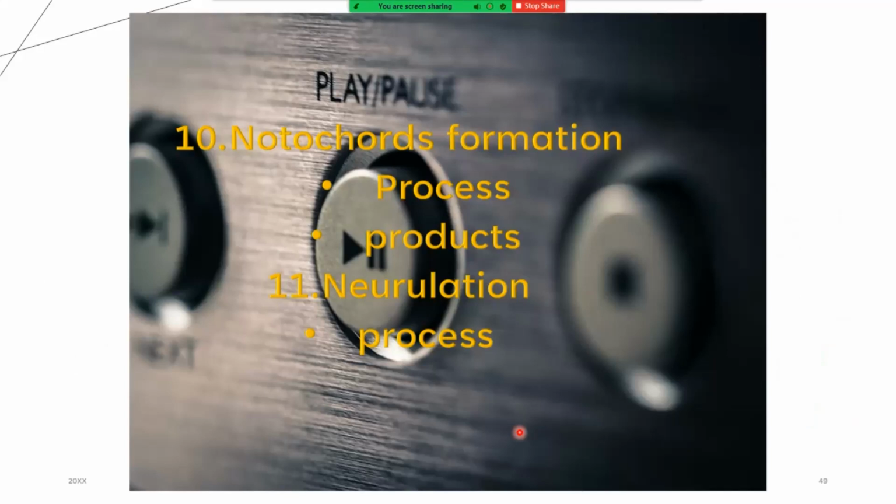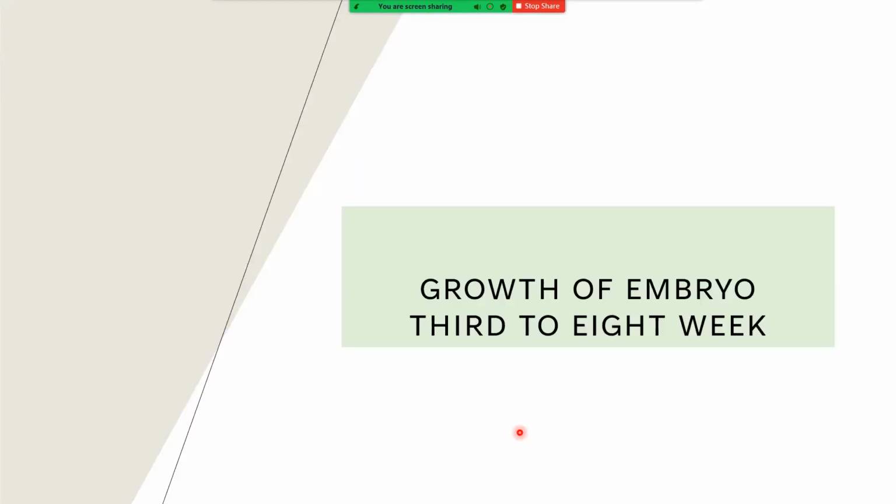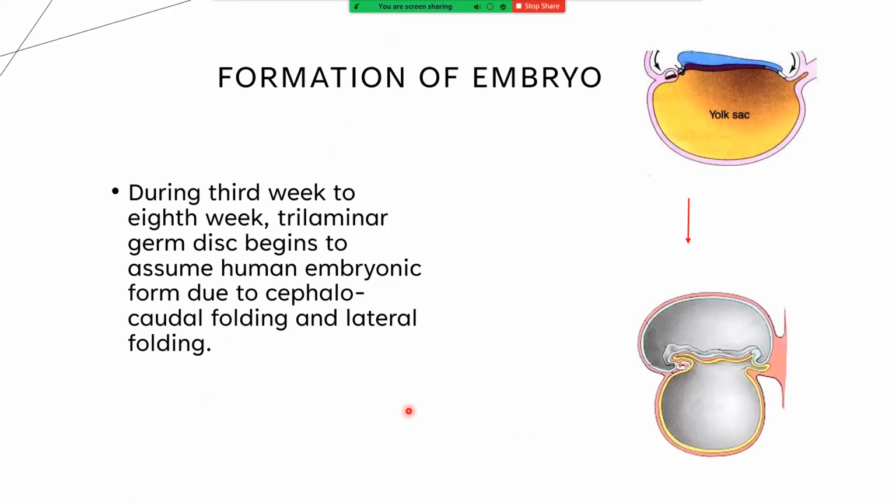So we learned about notochord formation, the process and the products of notochord formation, and the neurulation process. Now we go to the last topic, the growth of the embryo from the 3rd to the 8th week. This is the formation of the embryo during the 3rd week to the 8th week, where the trilaminar germ disc begins to assume human embryonic form due to cephalocaudal folding and lateral folding.